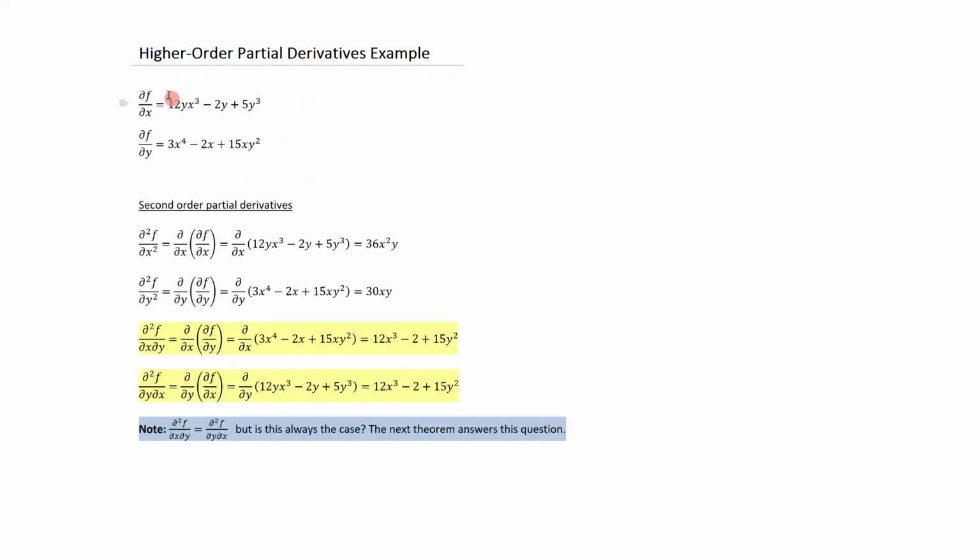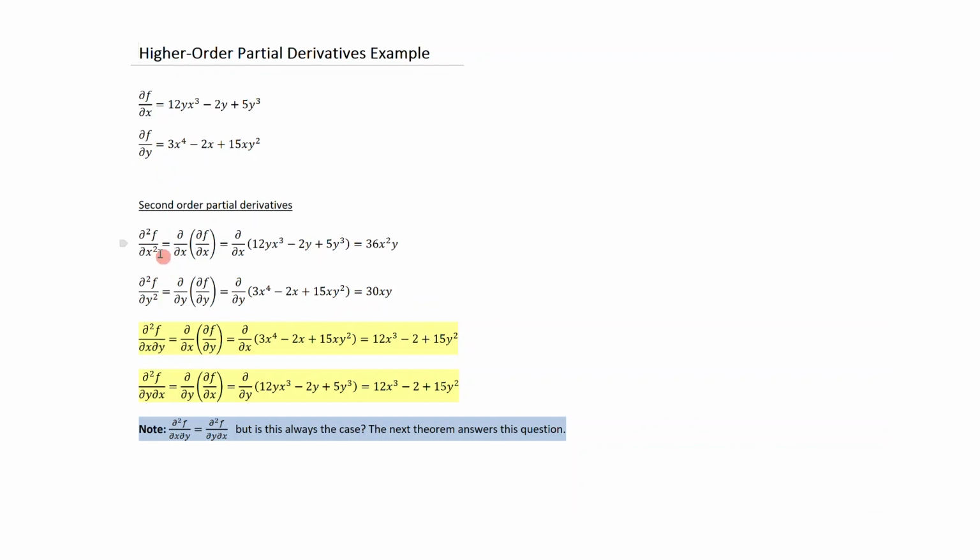All right, so I've just put them up here. F partial x is this, f partial y is this, and now we want to take second order partial derivatives. So we could take the derivative of this with respect to x. We could also take the derivative with respect to y. We can take the derivative of this with respect to x and also with respect to y. So we end up with 4 different combinations.